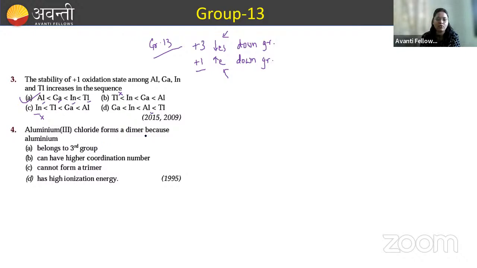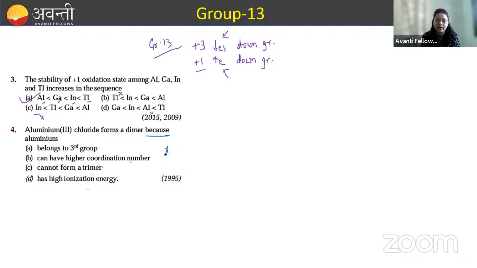Aluminium chloride forms a dimer because of aluminium. Because aluminium belongs to the third group. Because aluminium can have higher coordination number. Because aluminium cannot form a trimer. And because it has high ionization energy.